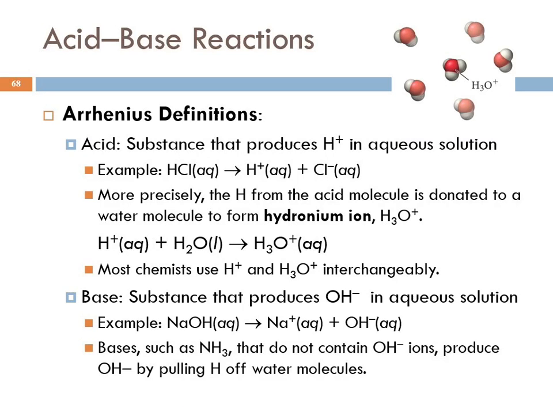I should really have a place where that's shown. I don't know where I'm going to write that. I'll try to squeeze it in up here. So NH3 plus H2O. What's going to happen is that the ammonia is going to pull a hydrogen ion off of water, and you're going to get NH4+ and OH-. And that is how ammonia is a base. It produces hydroxide ions in solution, even though it doesn't contain any hydroxide ions itself.